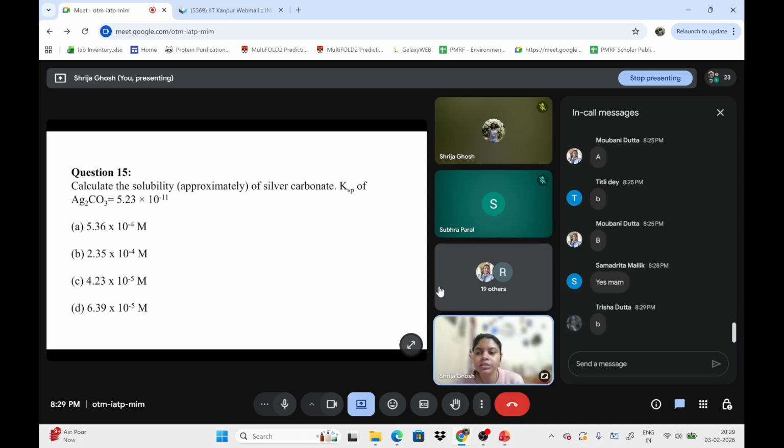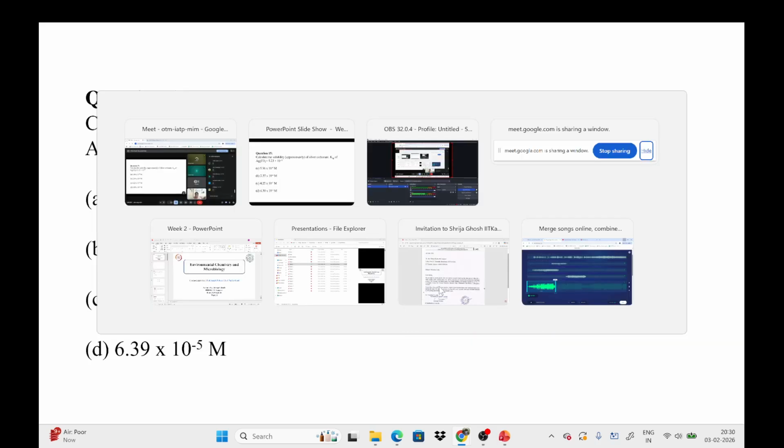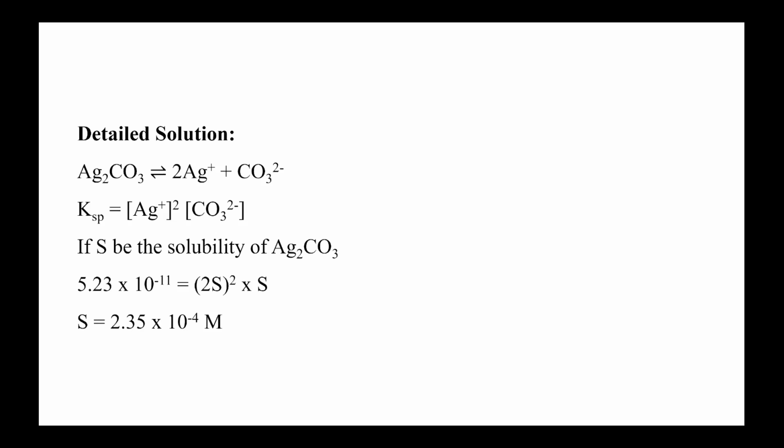The solubility product is given for Ag2CO3. Okay. 2 people have answered option B. What about others? Everybody solve. So Ag2CO3 will dissociate into 2 moles of Ag plus and 1 mole of CO3 2 minus. So the solubility product Ksp can be defined as the concentration of Ag plus whole square multiplied by the concentration of CO3 2 minus. Okay, most of you have answered option B. So let's see if that is the correct answer or not.